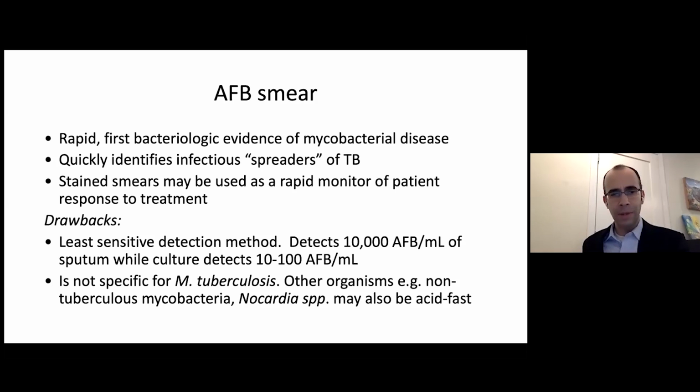There are some major drawbacks to AFB smear, which is first that it's the least sensitive method. You have to have at least 10,000 AFB per ml of sputum to have a positive AFB smear. But culture, the gold standard, needs at least 10 living TB bacilli per ml to actually become positive. The other problem, of course, with AFB smears is that it's not specific for tuberculosis. Other organisms like non-tuberculous mycobacteria, nocardia, actinomyces, et cetera, would be acid-fast as well.